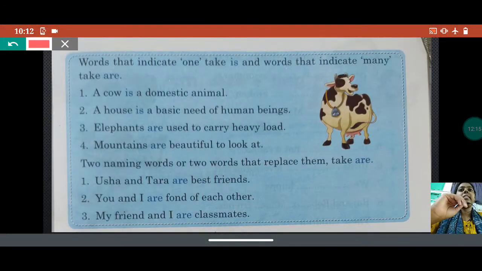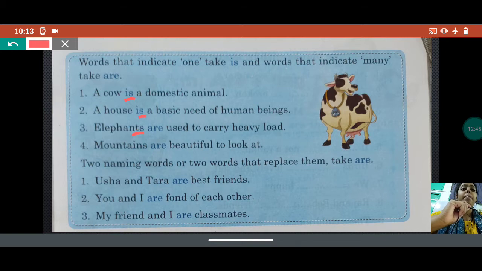Now students, let us see on page number 39. It is written, words that indicate one take is, and words that indicate many take are. I have already told you that is used with singular nouns, are is always used with plural nouns. For example, number 1, a cow is a domestic animal. A house is a basic need for human beings.